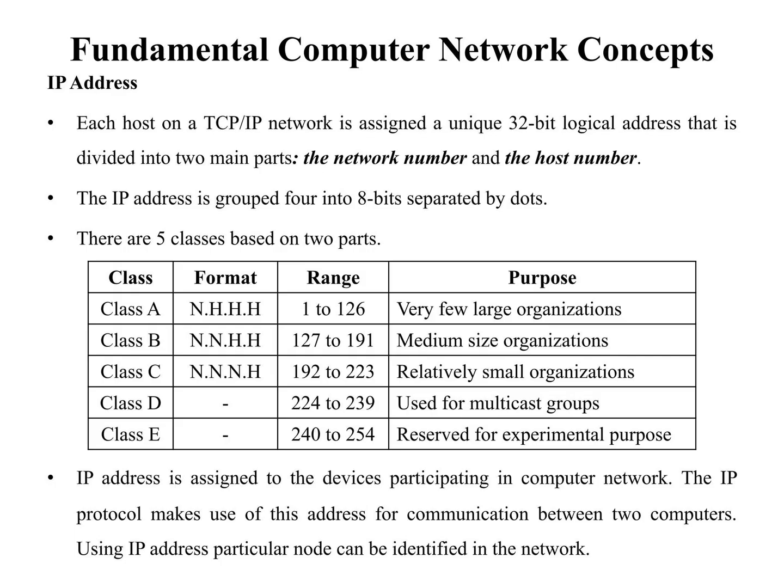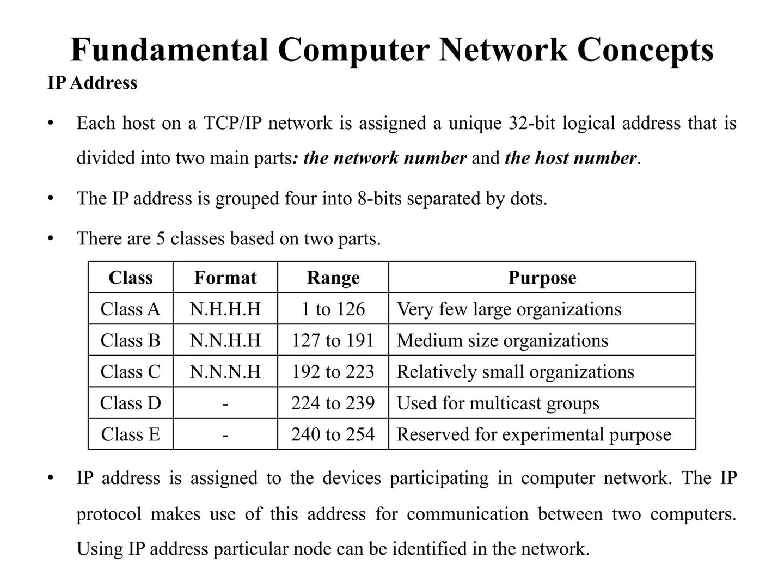connected. 127 to 191 means medium size organizations. 192 to 223 means relatively small organizations. 224 to 239 means used for multicast groups. 240 to 254 means reserved for experimental purposes.